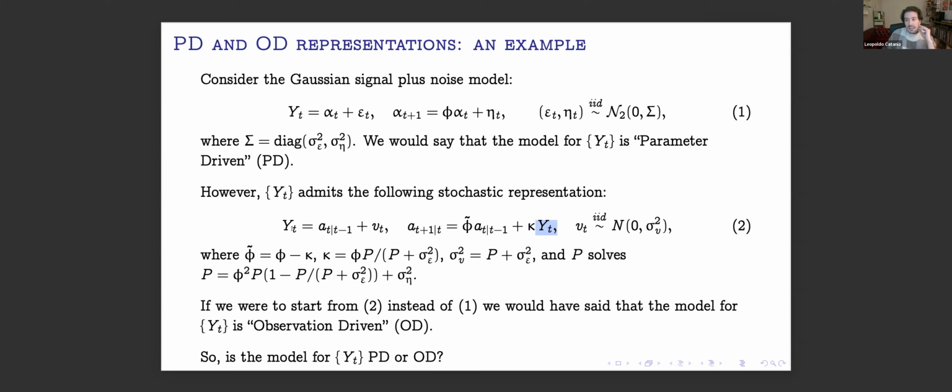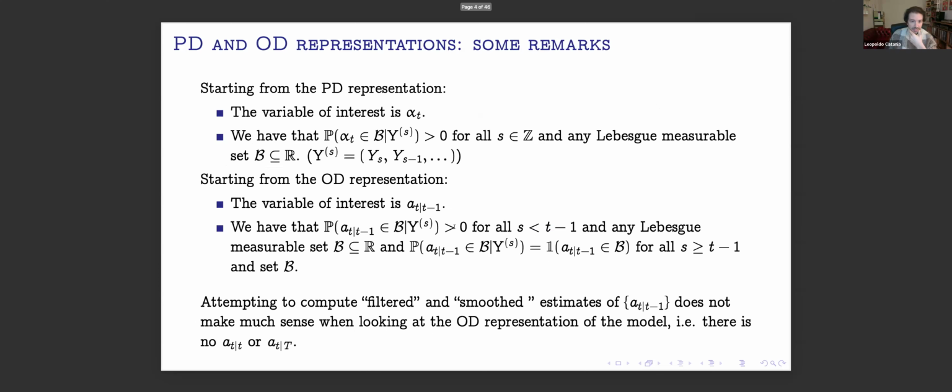Now, if we compute the likelihood of the model starting from the first representation, the parameter-driven model, or the second representation, the observation-driven model, then the two likelihoods are exactly the same. So we would say that these two models are observationally equivalent. And so essentially, we are just representing a stochastic process in a way which we might say is parameter-driven, or in another way which we might say is observation-driven. So what is the model, what is parameter-driven, observation-driven? I don't know. It depends on the representation.